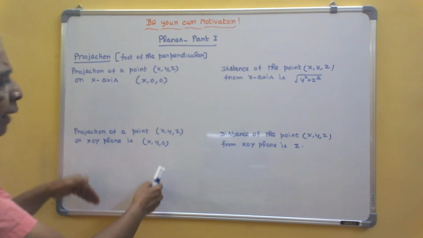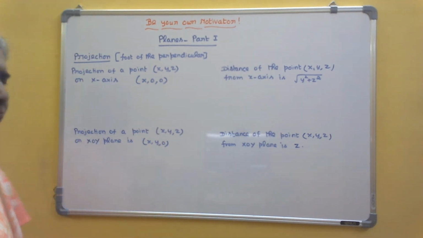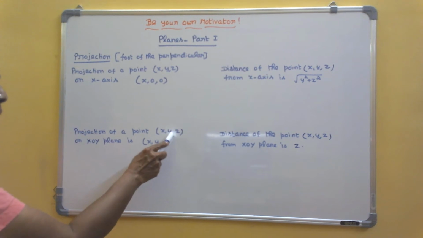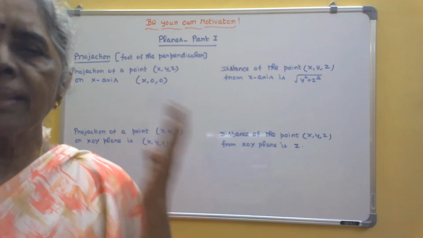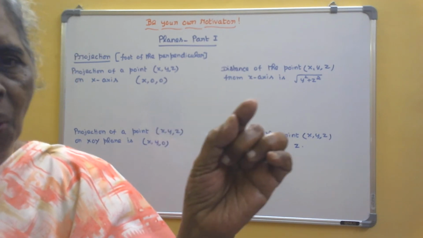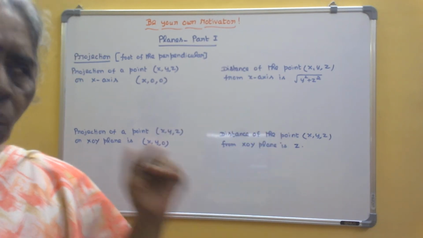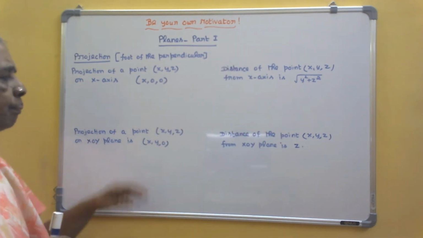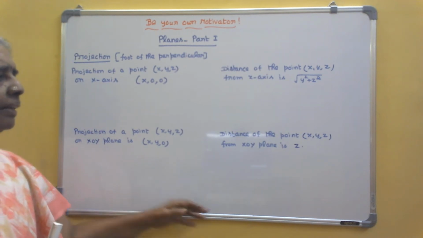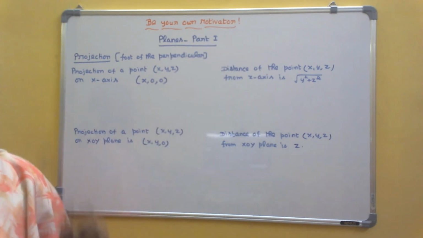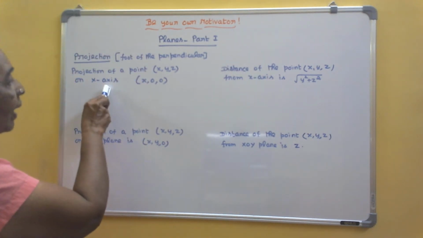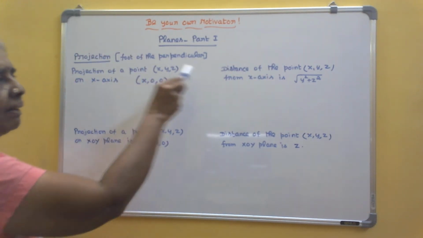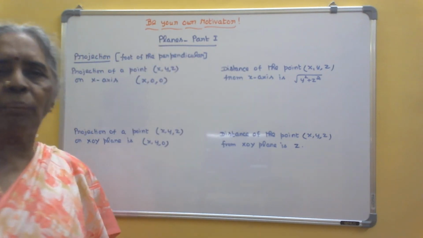Now we can derive the result for the other two, isn't it? What is the projection of a point x, y, z on yz plane? The x coordinate will be 0, right? So you will write 0, y, z. Then you can calculate the distance. So all of you write the other two formulae.